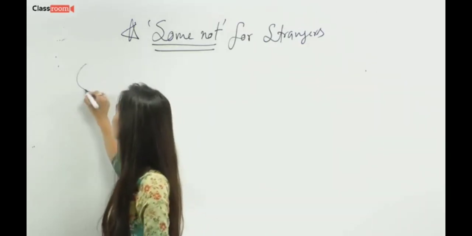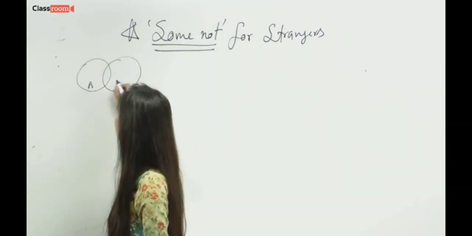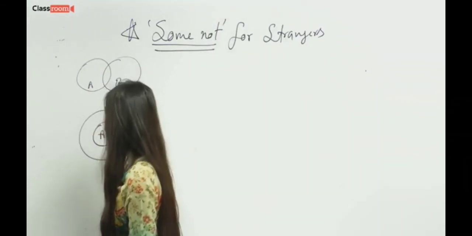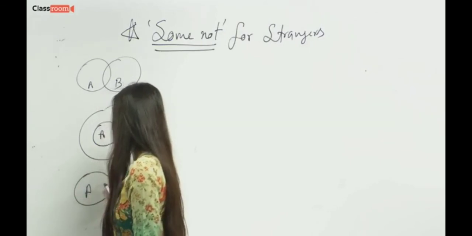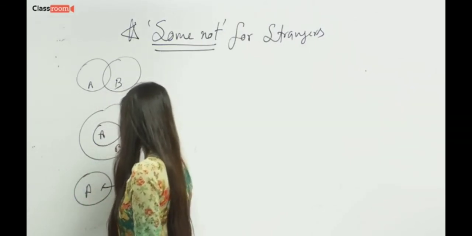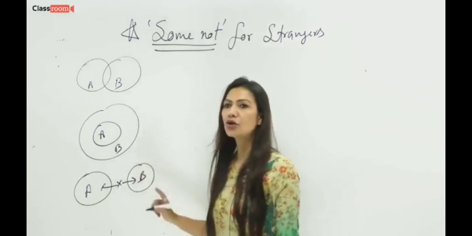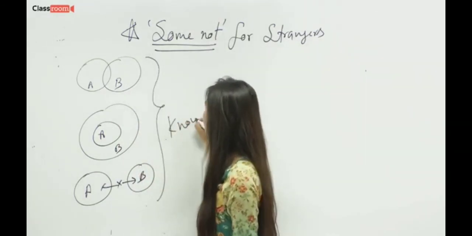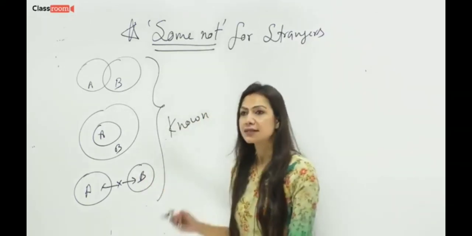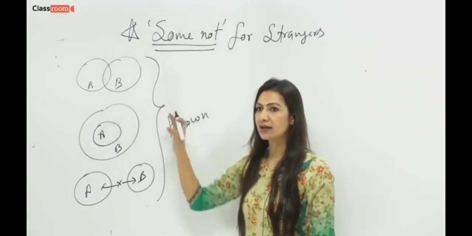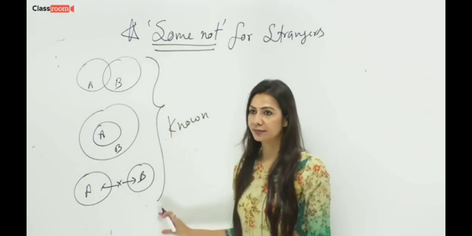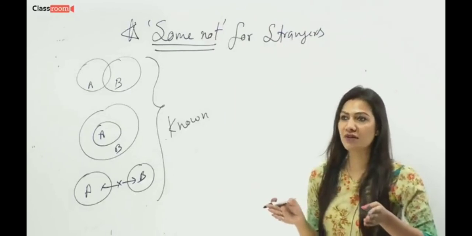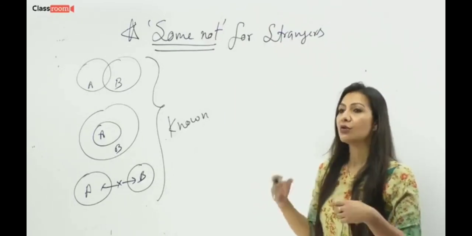The first thing is, this is one Venn diagram for A and B. This is another Venn diagram for A and B. And there is the next Venn diagram for A and B. These 3 are not strangers, they are known circles, because we have some information about A and B given in the first, second and third. Because we are talking about Some Not, we should have a very clear picture in our mind of what we are learning this time and what we have learned already.